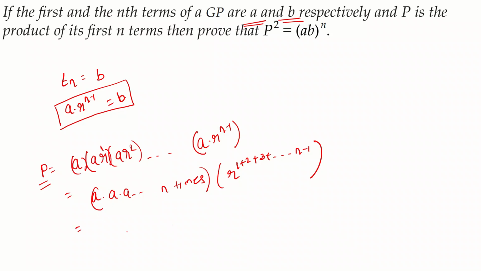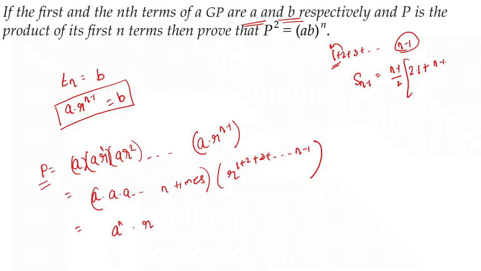A times a times a is actually a to the power of n, and r to the power of 1 plus 2 plus 3. If you know that this is actually an AP, 1 plus 2 plus 3 up till n minus 1, this is actually an AP with the first term as 1, the common difference as 2 minus 1, which is equal to 1, and the number of terms is n minus 1, because from 1 to n minus 1 you are having n minus 1 terms. So the sum of these n minus 1 terms is actually, you remember the formula, n by 2 times 2a plus n minus 1 times d.